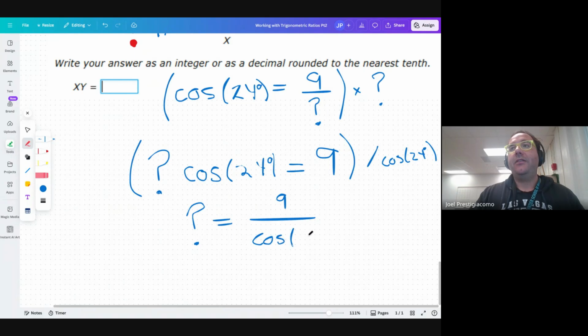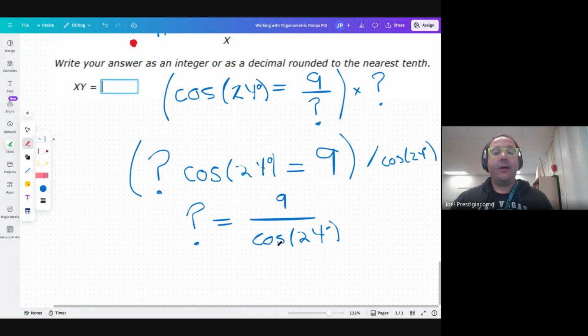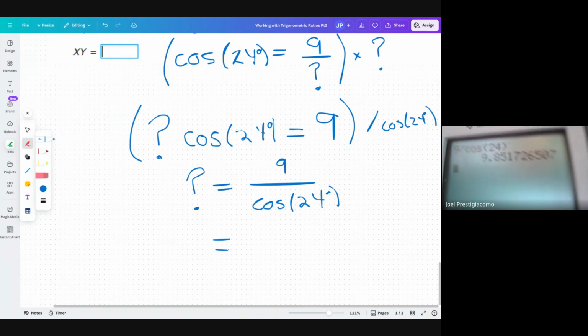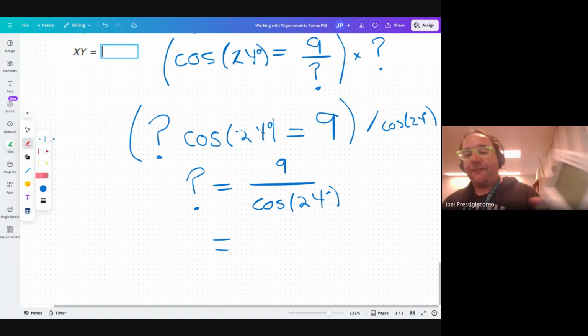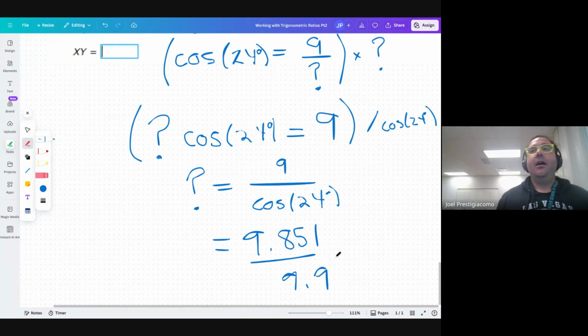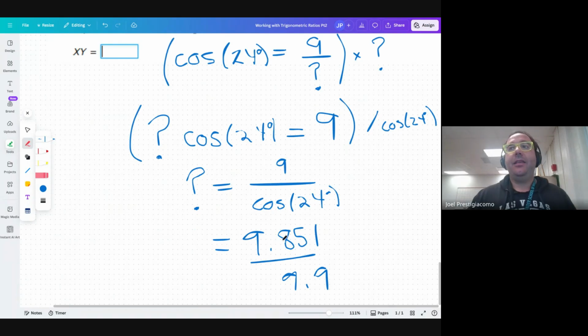Now this is one where with a phone calculator, you might be having some trouble. But again, 9 divided by the cosine of 24. Again, we see here, I get about 9.851, which would round up to 9.9. Again, we look at the number past the tenths place, which is a 5, so we round up to get 9.9.